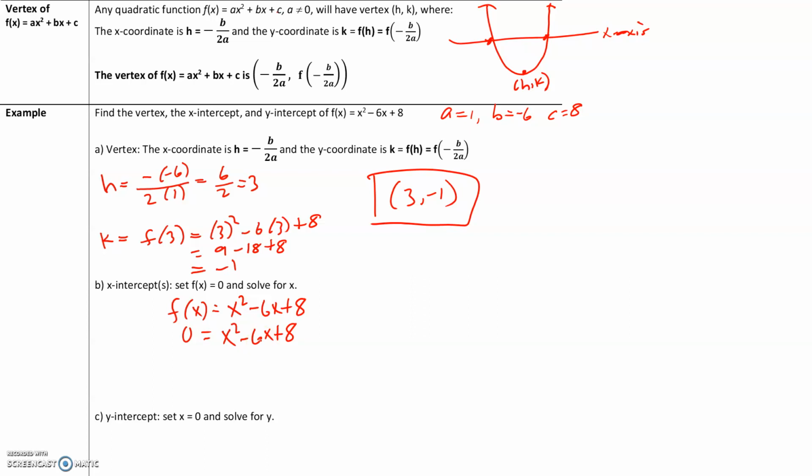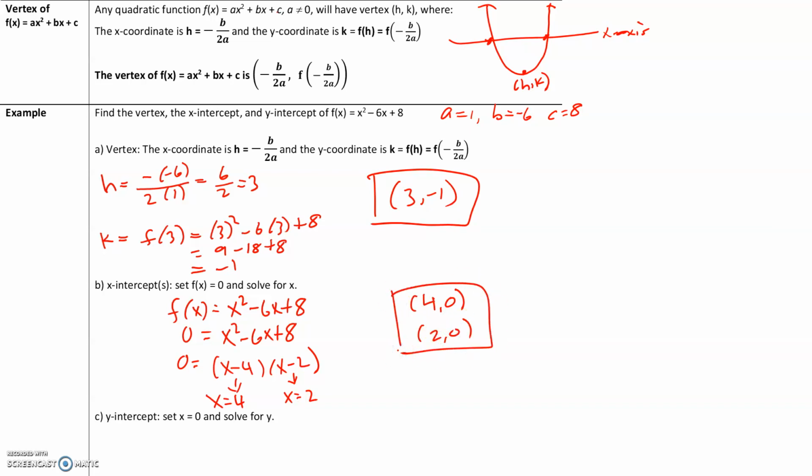So I'm going to find two numbers which multiply to be 8 and add up to be negative 6. And those two numbers are going to be negative 4 and negative 2. They multiply to positive 8, they add up to be negative 6. So from the zero product property, if I solve x minus 4 equal to 0, I get x equals 4. And if I solve x minus 2 equal to 0, I get x equals positive 2. So my x-intercepts are (4, 0) and (2, 0).